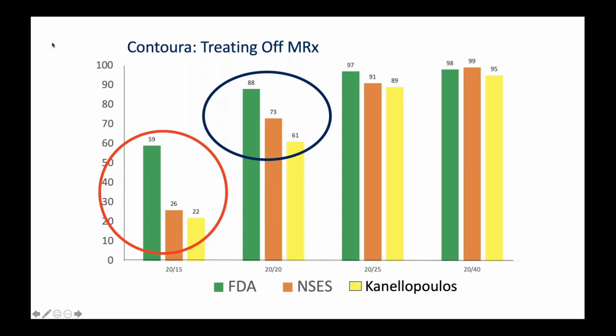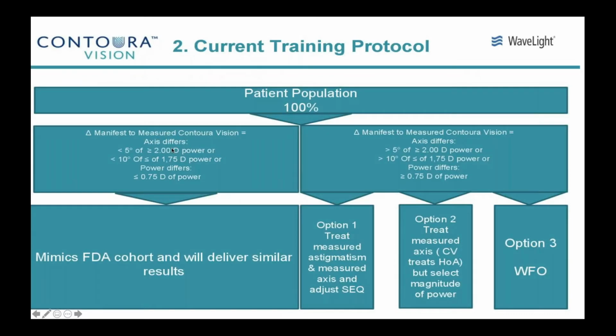Here in orange are my results from North Suburban Eye Specialists, and the published results from John Canelopoulos are shown in yellow. What you can see is neither John nor myself were able to achieve the same levels of 20/20 uncorrected as the FDA study in green. And definitely at the 20/15 level, we really fell short. Roughly 1 in 3 of our patients were achieving that 20/15 uncorrected visual acuity that had been seen in the FDA study. And why was this?